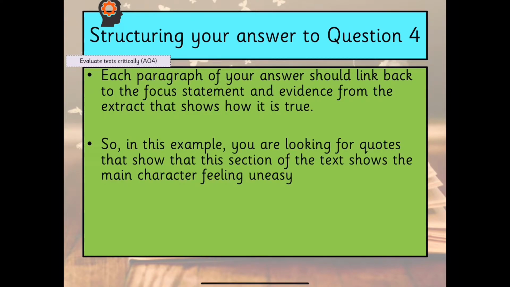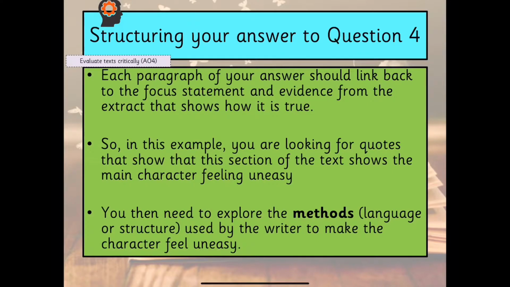In this example, you're looking for any evidence to show that this section of the text shows the main character feeling uneasy. I would aim to find around 4 to 5 pieces of evidence, which would give you 4 to 5 nice clear topic sentences that you can use to answer the question.